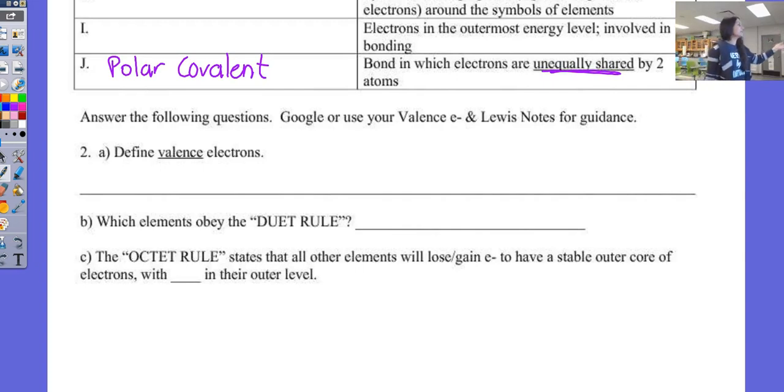Define valence electrons. Remember, those are the outermost electrons in the outermost shell. You guys remember the duet rule, octet rule. Remember, they want to have how many in their outer level to obey the octet rule? Are you thinking 8? That is the correct number if you're thinking 8. And if you don't remember which elements obey the duet rule, remember it's elements numbers 1 to 5. Okay, so keep that in mind for your quiz.